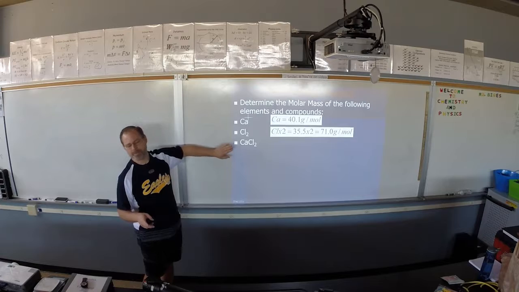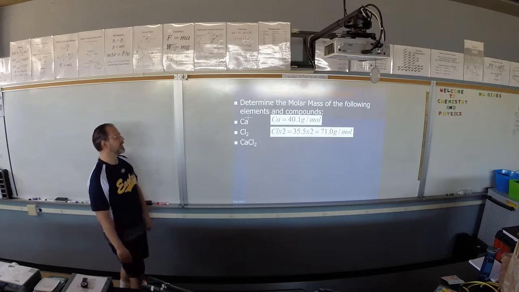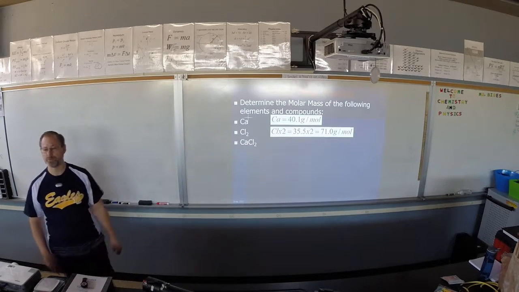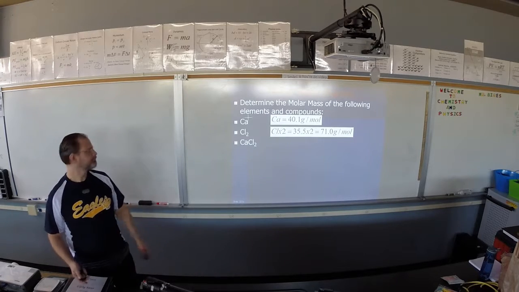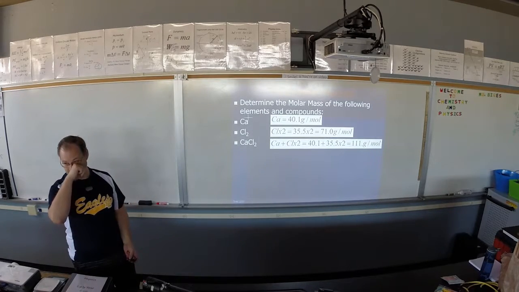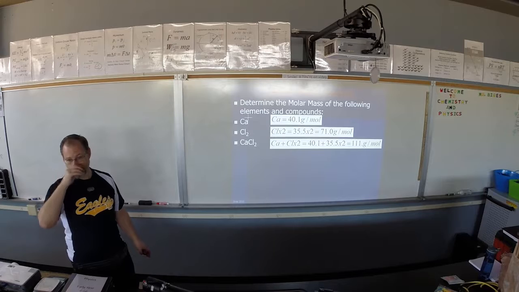All right, now if you slap them together, what should your mass be if you have one calcium and two chlorines? 111 grams per mole. All right. Give me a thumbs up if you're good so far.